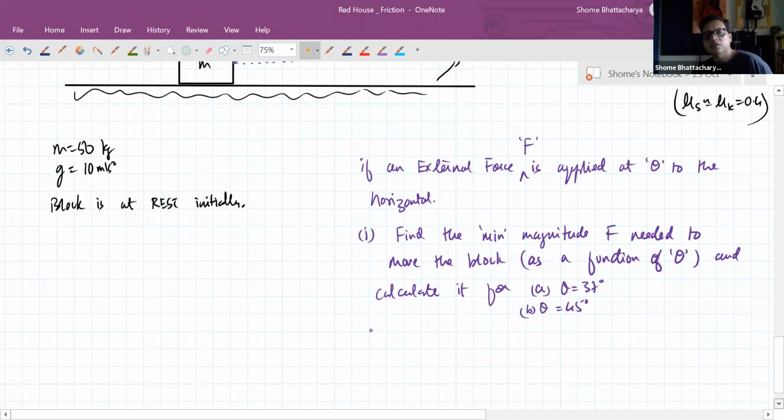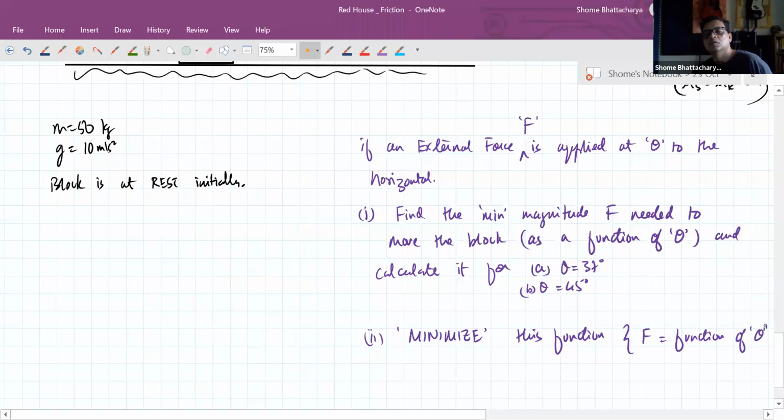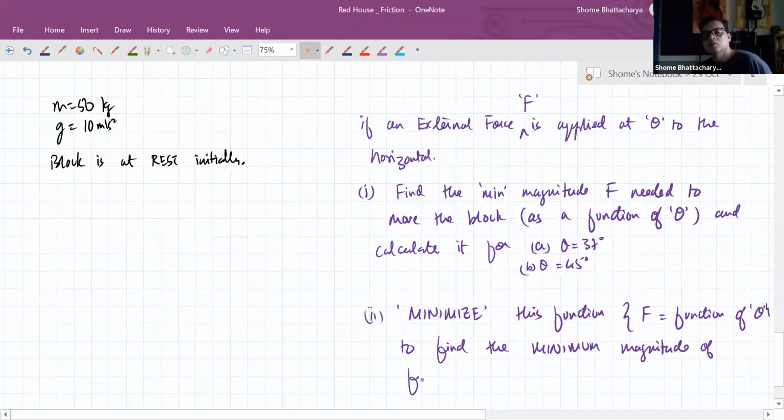Once we find this as a function of theta, we have to minimize this function, that is f as a function of theta, to find the minimum magnitude of this external force needed.